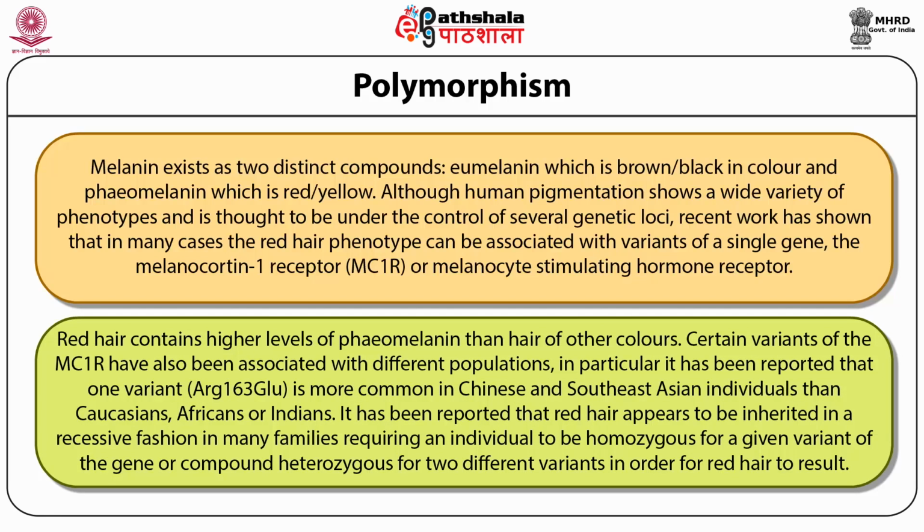Red hair contains a higher level of pheomelanin than hair of other colors. Certain variants of MC1R have also been associated with different populations. In particular, it has been reported that one variant, that is Arg163Glu, is more common in Chinese and Southeast Asian individuals than Caucasians, Africans, or Indians.